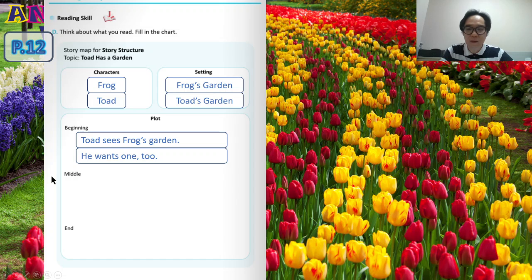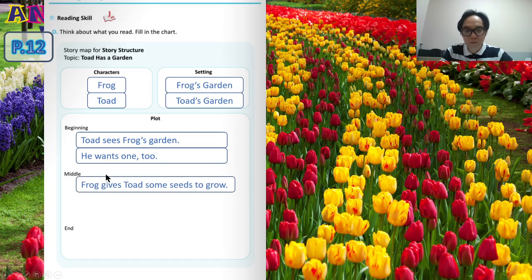Well, this is the middle part of our story. It's how the characters take care of the things they want. And what did they do? Well, Frog gives Toad some seeds to grow. That's right. Instead of saying, "Ha ha, I have a garden and you don't," and instead of Toad just crying, Frog gives Toad some seeds. And what will he do with them?